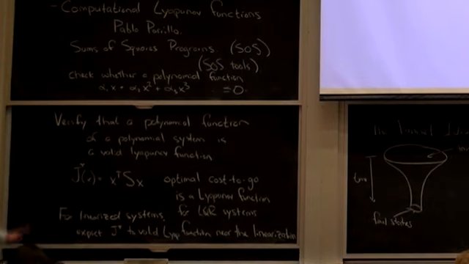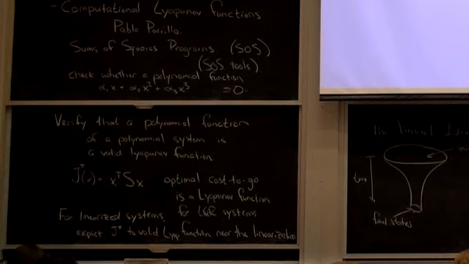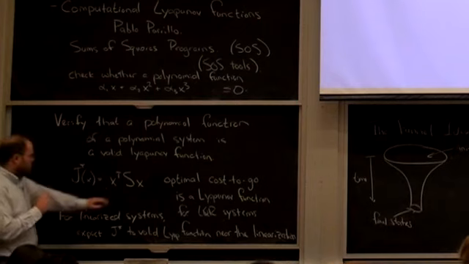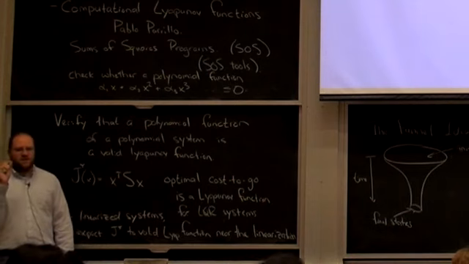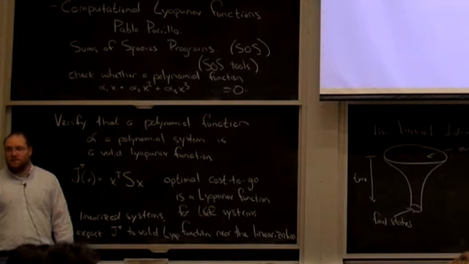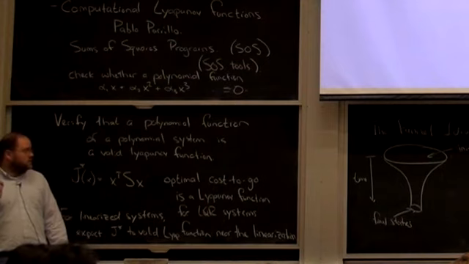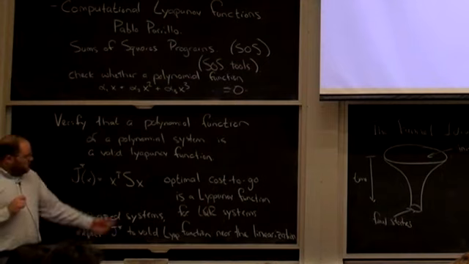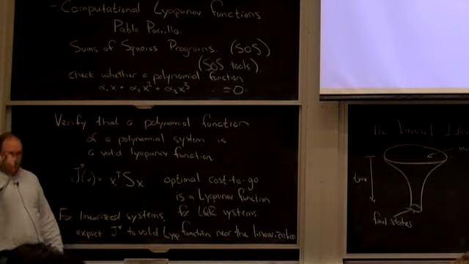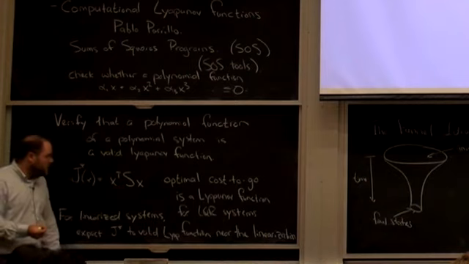You guys should stop and ask questions now, if you have any questions. Does that make sense? I never actually said before that you can think of these cost to goes as Lyapunov functions, but that's a nice connection between the optimal control and the stability theory. The cost to go actually is a Lyapunov function.